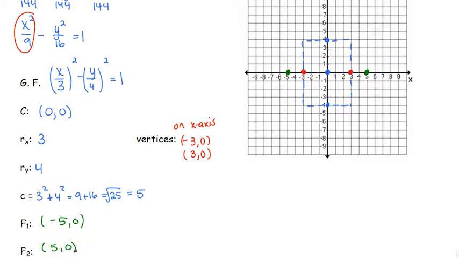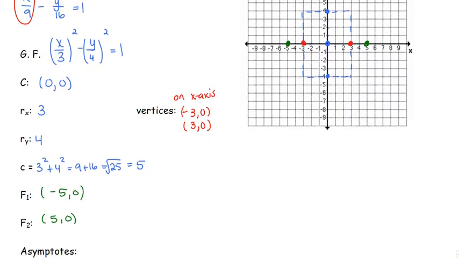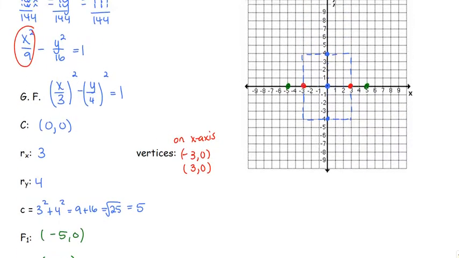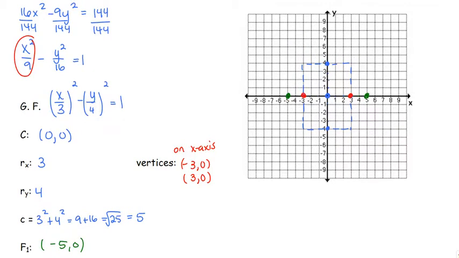Now we actually don't have our graph just yet. What we need to do is we need to create our asymptotes. Our asymptotes come from this box. We are going to connect and draw a line between each corner. If you want to use a straight edge, your ID works really well.